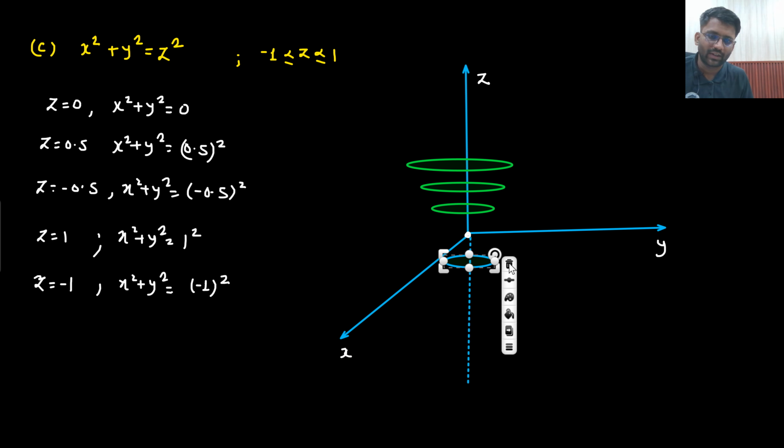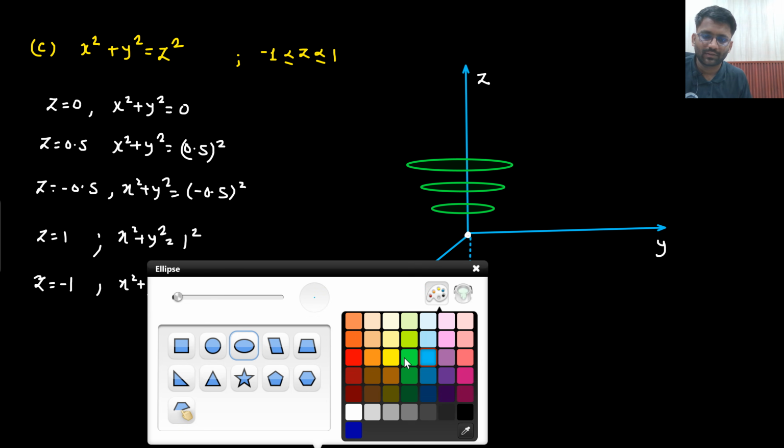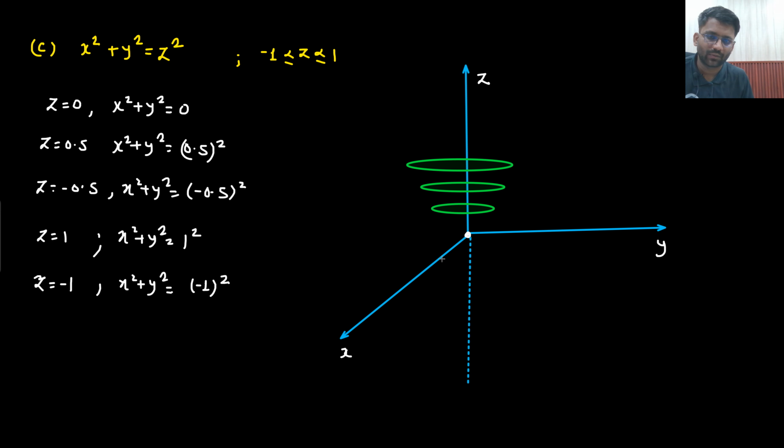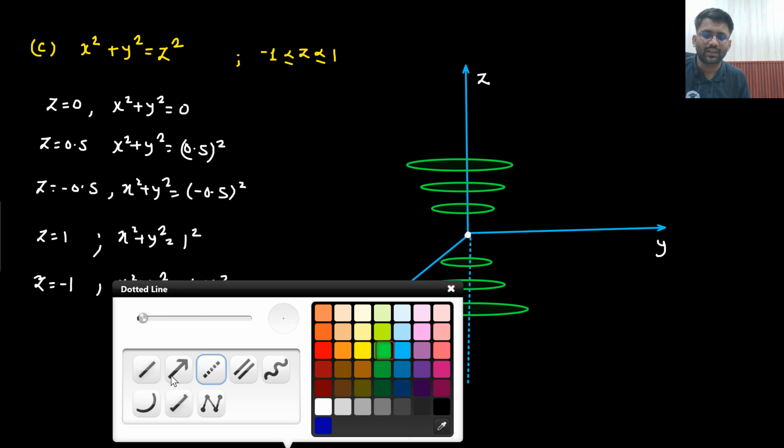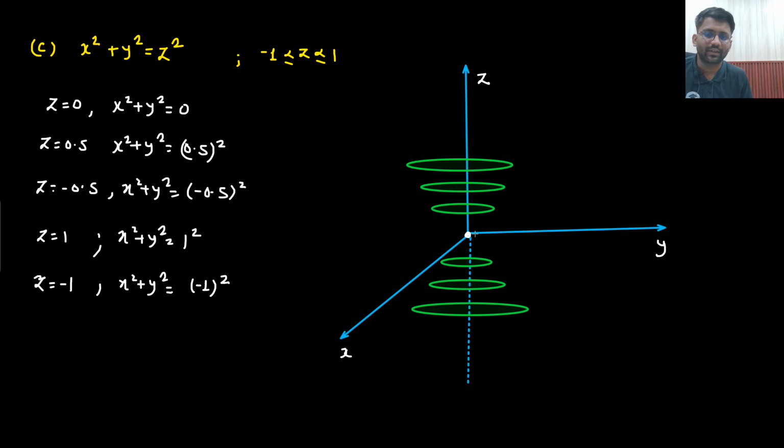The same scenario will take place downward as well. Because when z is -0.5, then this is the scenario. When z is equal to -1, then this is the scenario. Z equals -2.5, then this will be the scenario. So this kind of structure you will be getting.